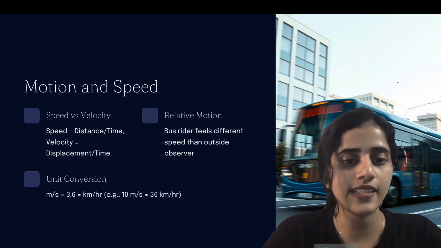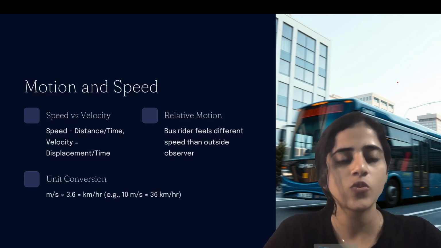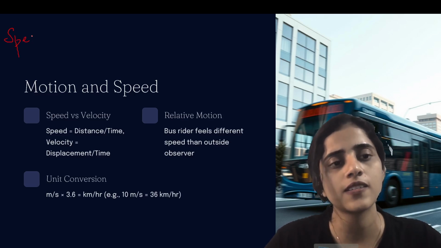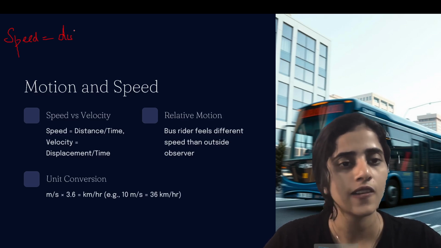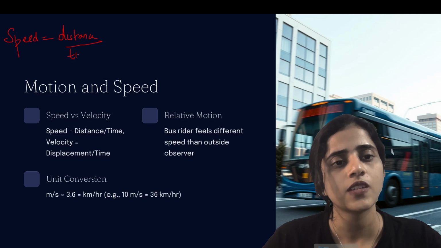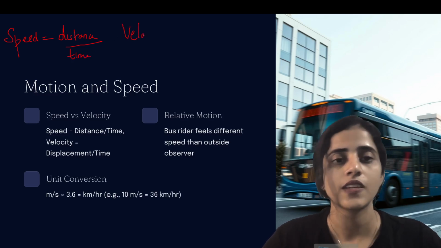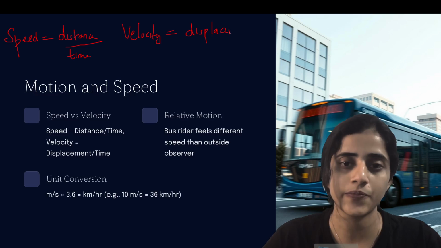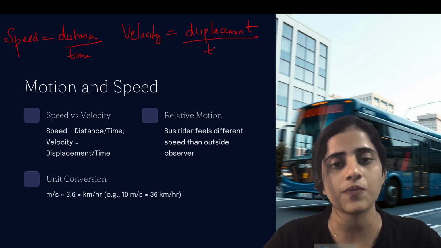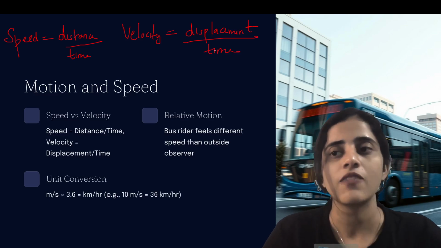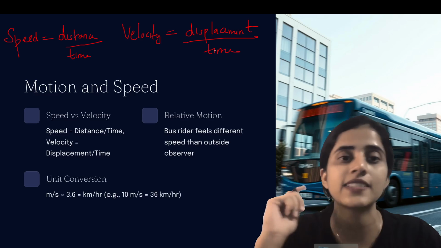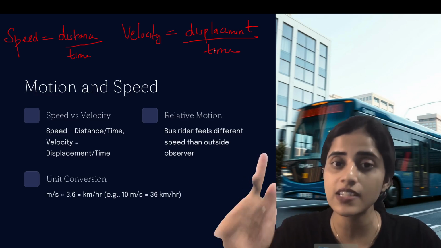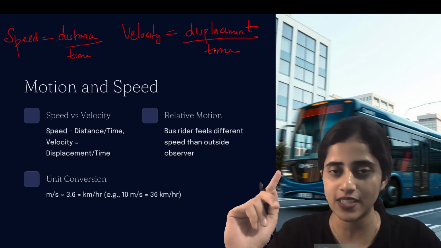Next is motion and speed. So, what is speed? Speed is distance by time. So then what should velocity be? Velocity should be displacement by time. So if speed is distance by time, velocity should be displacement by time. Because speed is a scalar, distance is a scalar. Velocity is a vector, displacement is also a vector.